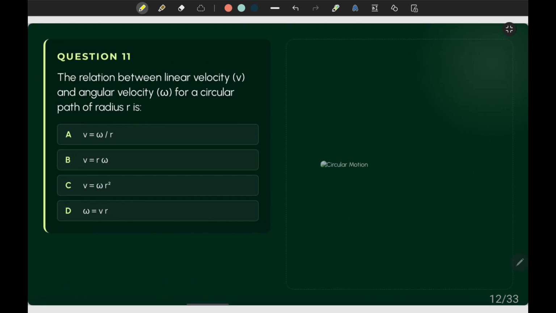Now question number 11. The relation between linear velocity and angular velocity is v is equal to r omega. This is the relation between v and omega. Answer is B.